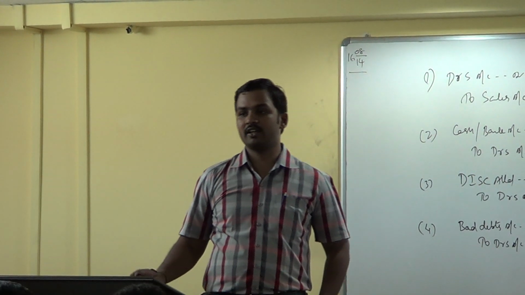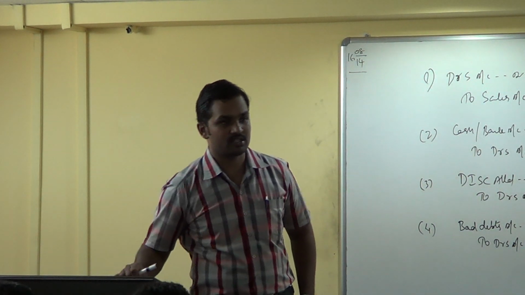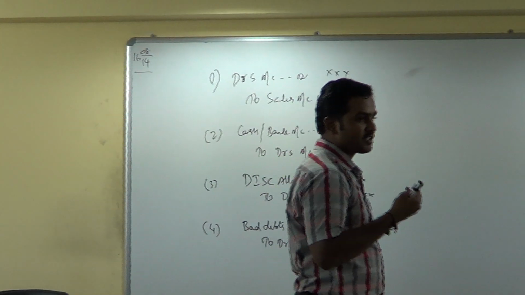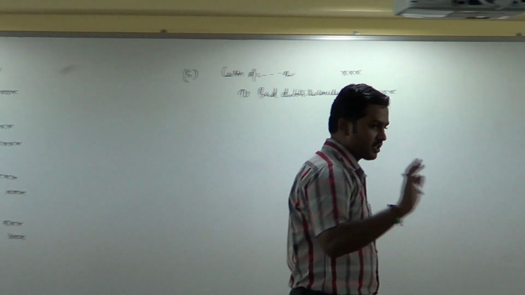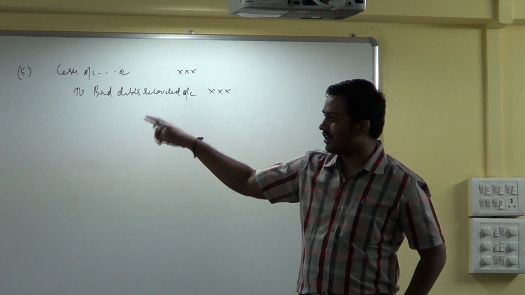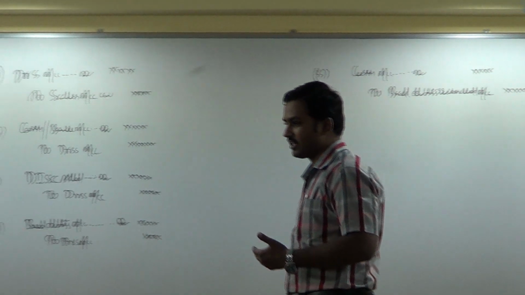Okay, let us revise the entries once again. Please tell me what is the entry we pass when goods are sold on credit to customers? Debtors account debtor to sales. When we collect money from our customers, what is the entry we pass? When the customers are good and you are collecting money on account, you give a credit to the debtors account. What is the entry you pass? Cash or bank account debtor to debtors account.